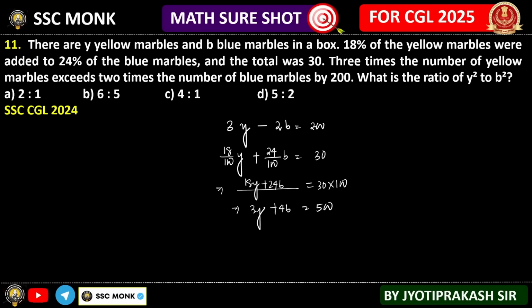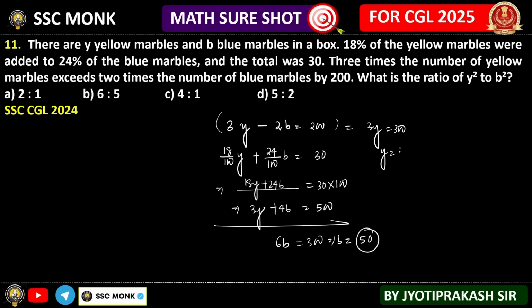Now I have two equations. Equation 1: 3y minus 2b is equal to 200. Equation 2: 3y plus 4b is equal to 500. If I subtract this equation from this equation, the 3y is gone. So 4b plus 2b is equal to 500 minus 200, that is 300. So blue marbles is 300 by 6, that is 50. If blue marbles is 50, then 2 into 50 is 100. So 3y is equal to 200 plus 100, that is 300. So 3y is 300, y value is equal to 100.